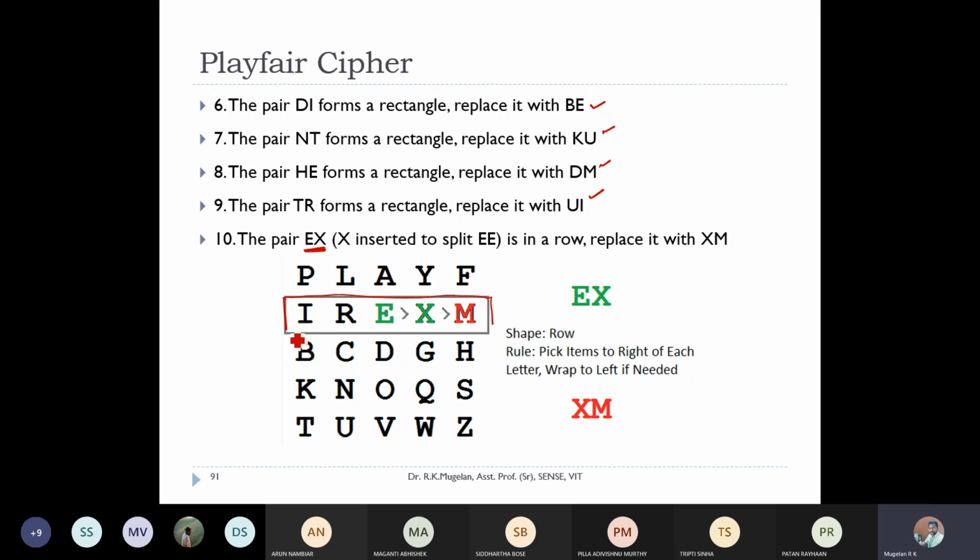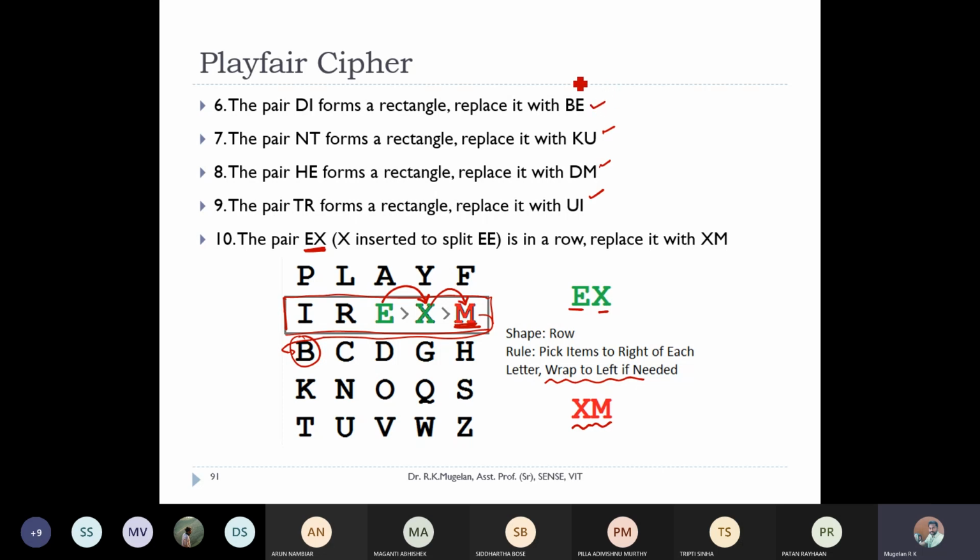So if the elements are present in a single row, then you have to pick the elements which are on the right hand side of the particular element. So in this case, we have E and H. E's next element to the right hand side is H, and for H, the next element is M. So E will be replaced with H and H will be replaced with M. Suppose you have M as your plain text, then go to the next row and you choose this B as your replacement element for M. That is, you wrap to the left if needed. Left means you just go to the left hand side of the next row and replace the element. So these are the 4 rules.